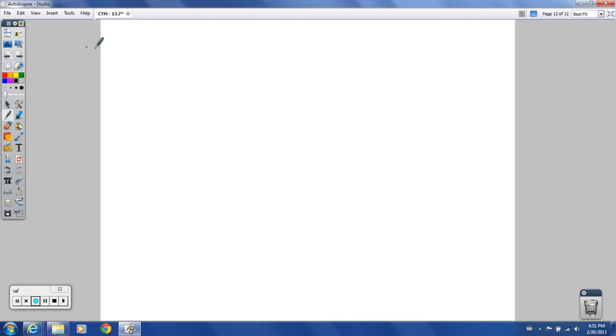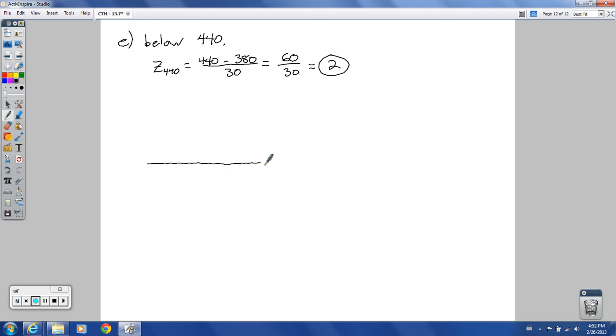And two more twists. Let's say we have part E, below 440. So pretty high score there. 440 would be an excellent score on the test. Z of 440, let's see, how many standard deviations above the mean is that? So we have 440 minus 380 over 30. That's 60 over 30, which is 2 standard deviations away. It's pretty far away, especially if it's a normally distributed thing like this. That's going to be a very good score. You're going to be in a high percentile category.